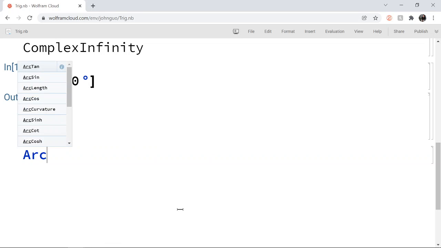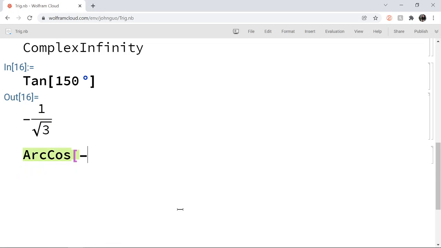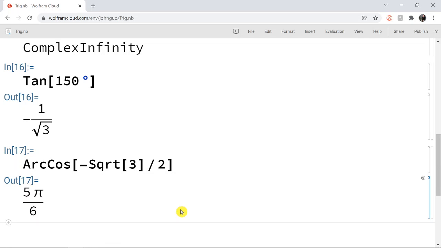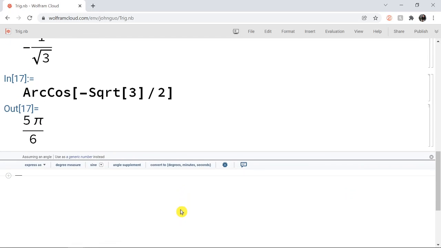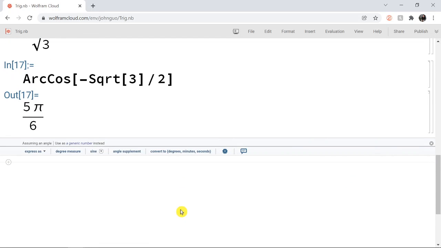And so here I might type in ArcCosine of negative square root of 3 over 2. That's a common result from a trigonometric function, specifically cosine. And so ArcCosine of this is going to tell us what's an angle that produces this output through the cosine function. Specifically, ArcCosine gives us back angles between 0 and pi, or 0 and 180 degrees. And so here we get 5 pi over 6. This is the angle in radians that cosine takes to negative square root of 3 over 2.